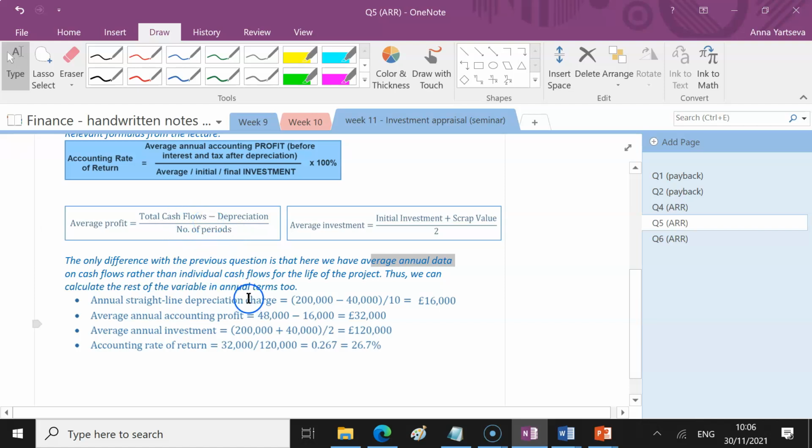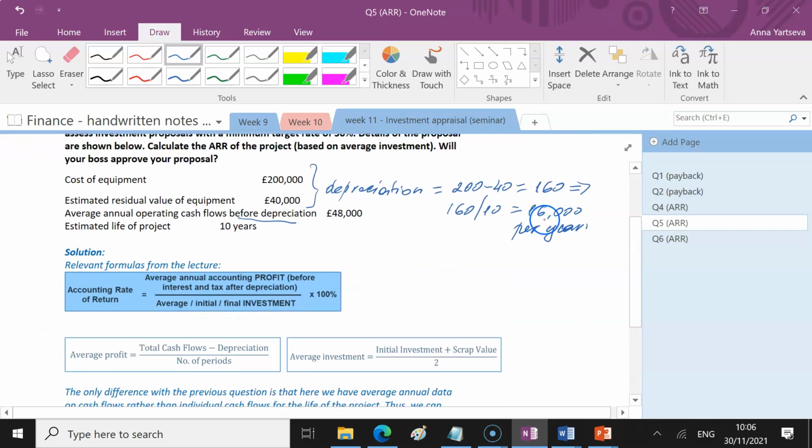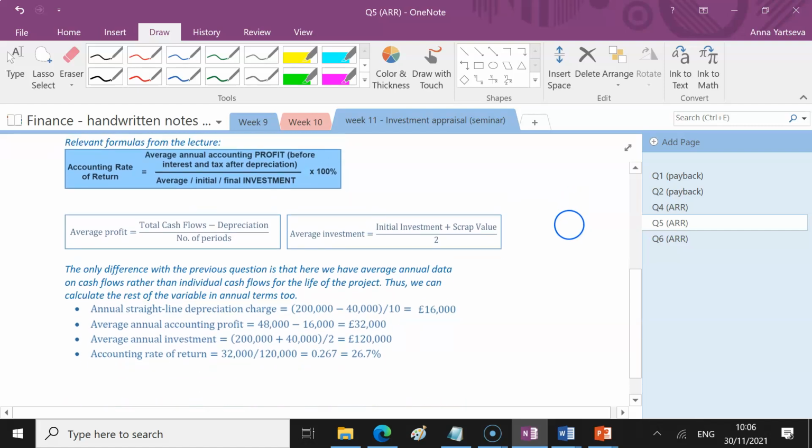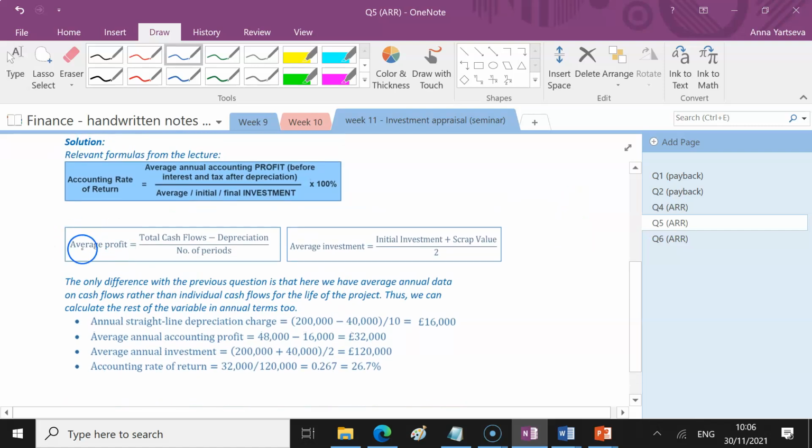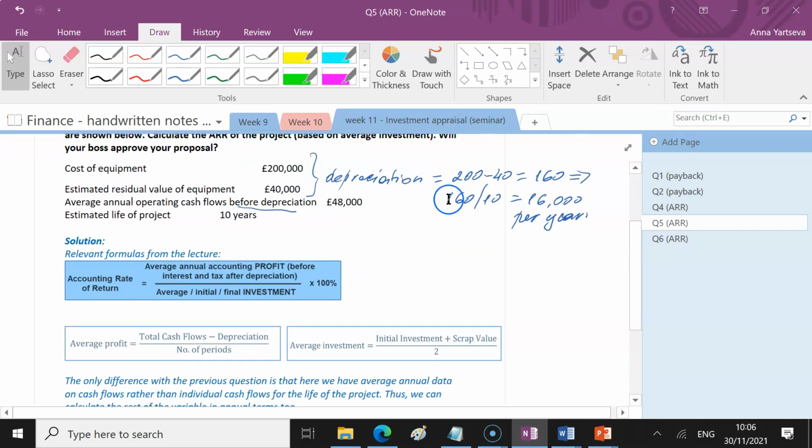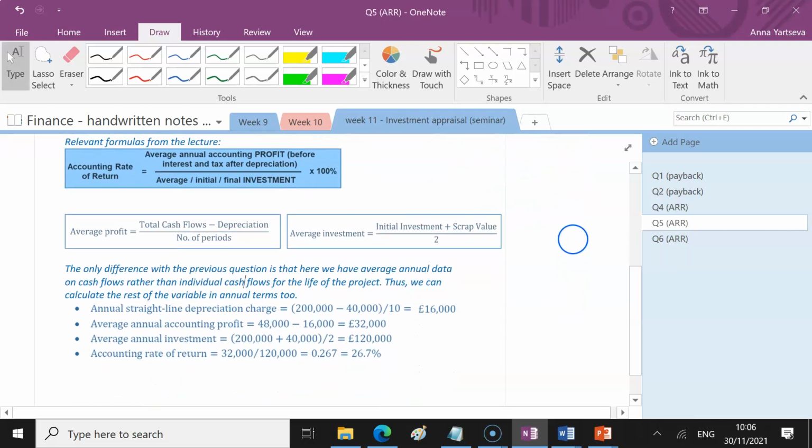So our annual depreciation charge is 16,000. This is what I've shown you. We can see it straight away. And we are also told that the average cash flow per year is 48,000. It's calculated per year already, which means that average accounting profit per year is the difference between cash flow per year, 48,000, and depreciation charge, 16,000, which is 32,000 pounds.